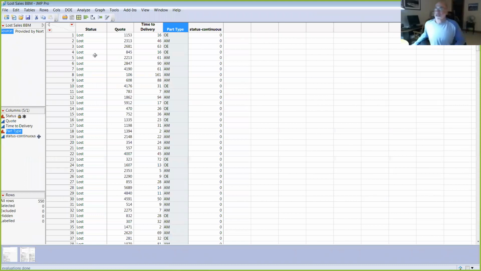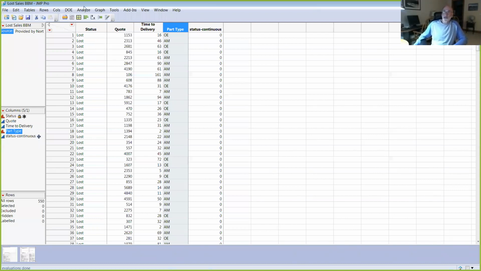The reason the analysis is not right is that the y variable really is not continuous. The 0 and 1 just indicated whether it was won or lost, and we could change it to nominal, which would be correct, or I'll use the original column status because it's more descriptive. It actually just has 2 categories.